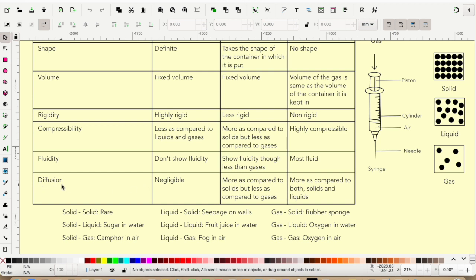Last property is diffusion. As we have studied in last episode, when two different types of materials mix with each other on their own, this phenomena is called diffusion. Solids to solids diffusion is rare and gases to gases diffusion is common. Now we will see some examples of various types of diffusions. Example of solid to liquid diffusion is sugar in water, solid to gas, camphor in air, liquid to solid, seepage on walls, liquid to liquid, fruit juice in water, liquid to gas, fog in air, gas to solid, rubber sponge, gas to liquid, oxygen in water, gas to gas, oxygen in air.